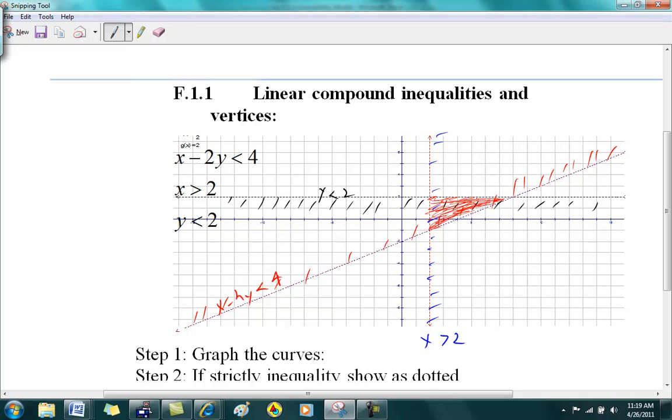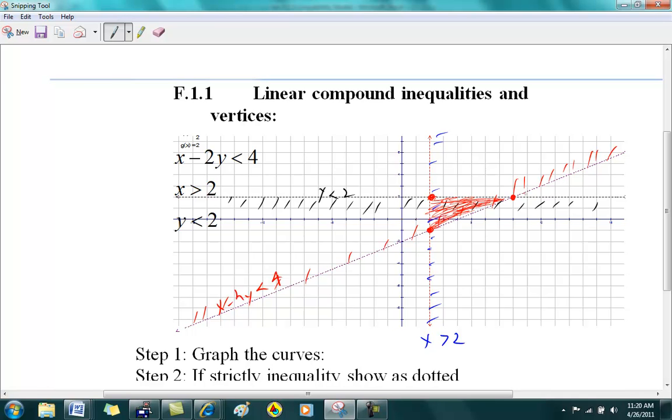Okay. Now the important thing about these compound linear inequalities, and we're going to see that in I think F2, which is linear programming, is that it's made up of vertices defined by the intersections of the lines. So those are your vertices of the region that's going to satisfy all 3 inequalities. Okay. So that's how you graph compound inequalities.